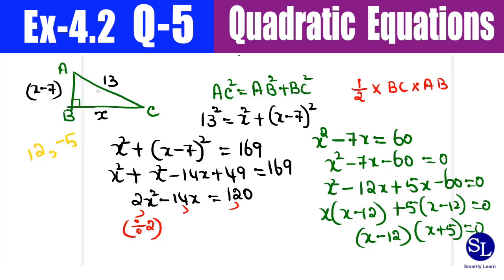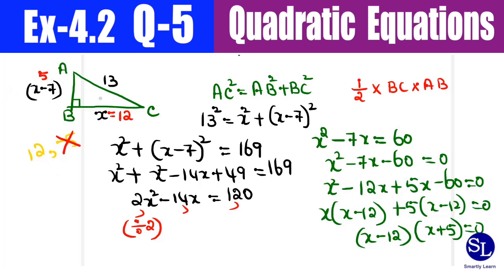We know that x represents the side of a triangle, so x cannot be negative. So you can ignore this minus 5. So x is equal to 12. If you know x is equal to 12, then you can calculate the altitude, which is 12 minus 7. So the altitude is going to be 5.